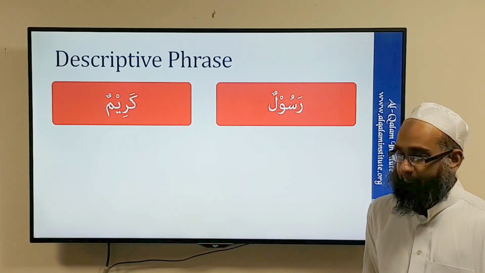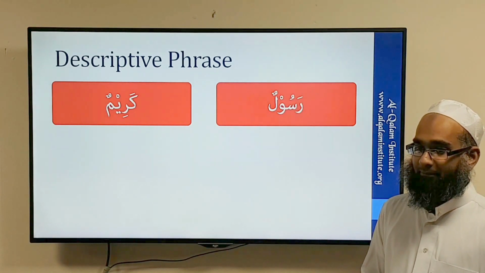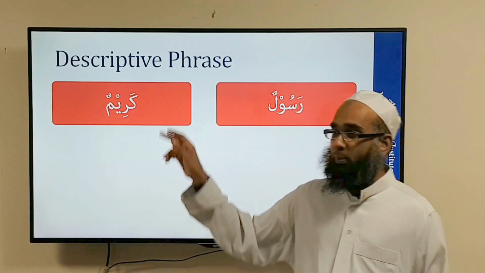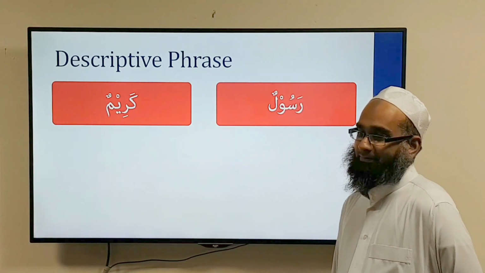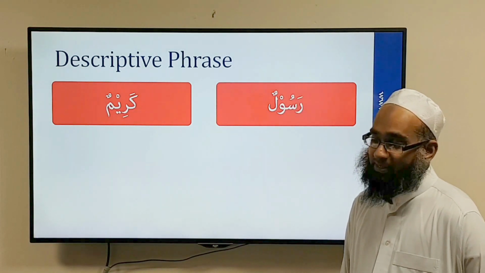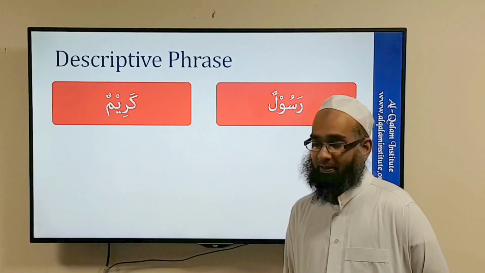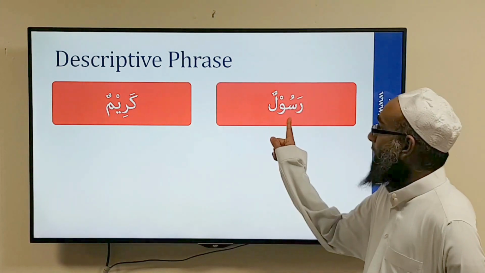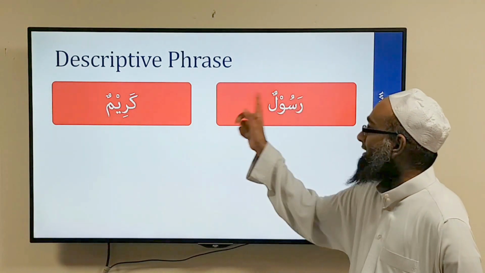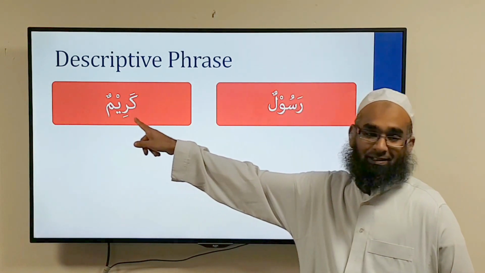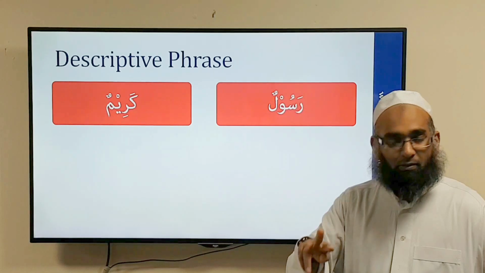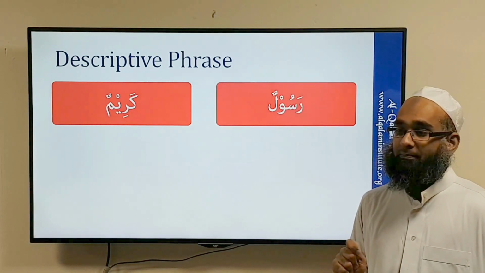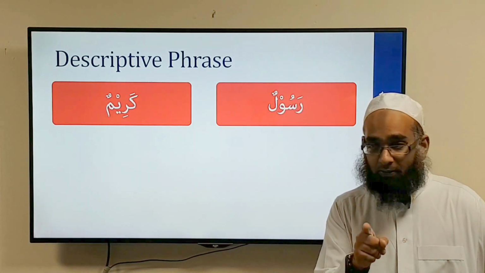Yeah. Correct? Sorry. No. A noble prophet. Why not the Prophet is noble? Because they're both nakira. Do you see a mistake, or you don't understand? So it's not the Prophet is noble because they both match in what? Definiteness. And once they match, it can't be what? Mubtada khabar. It has to be what?